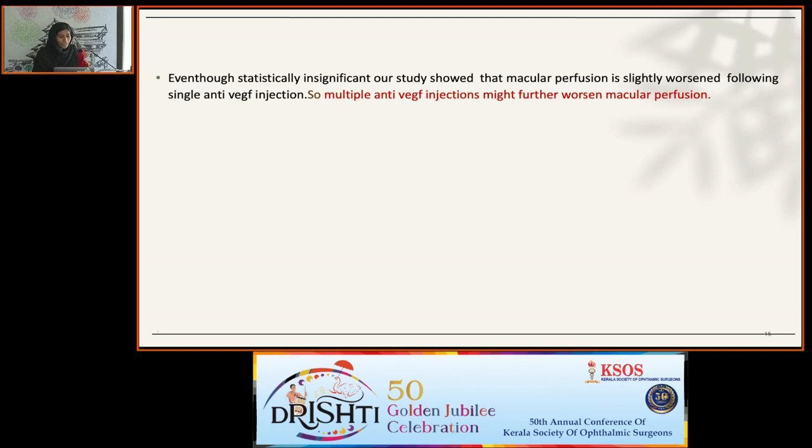Thus, even though statistically insignificant, our study showed that macular perfusion is slightly worsened following single anti-VEGF injection. So multiple anti-VEGF injections might further worsen macular perfusion.